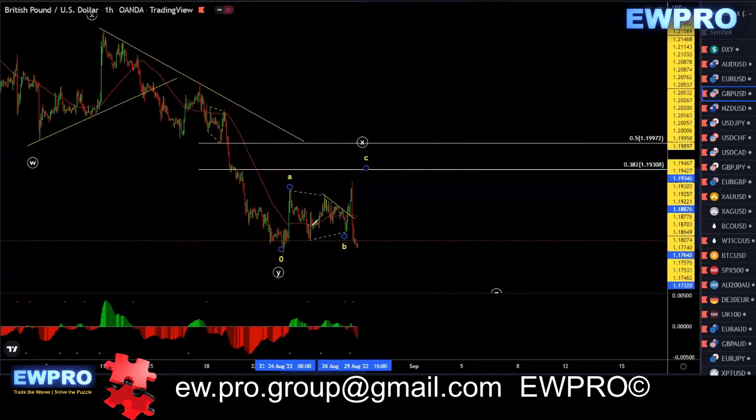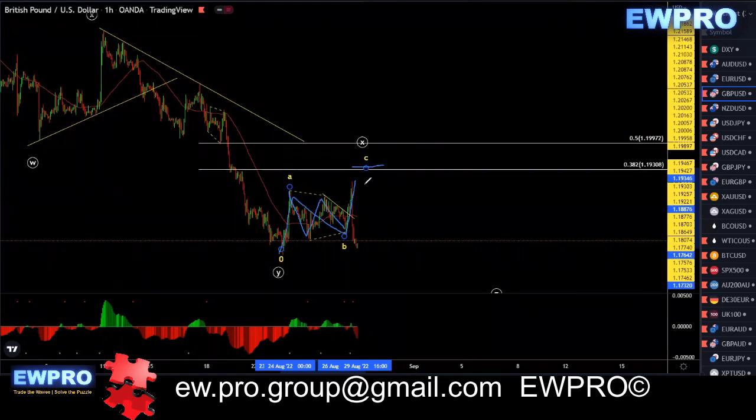So we got a little contracting flat in here and then an A, B, C. Didn't quite get up to that 100 fib. Well, this is a 38.2, but if we get a sell setup in here, you could look for it. You will start to get bullish divergence, so you know it's more of a scalp.